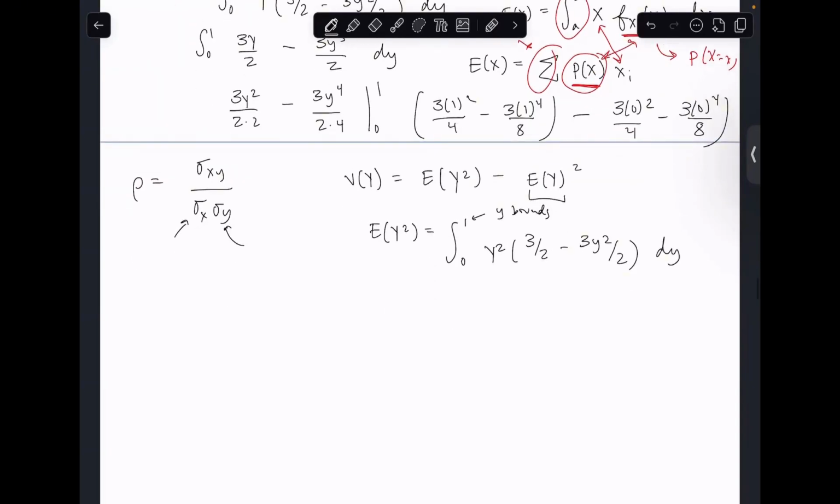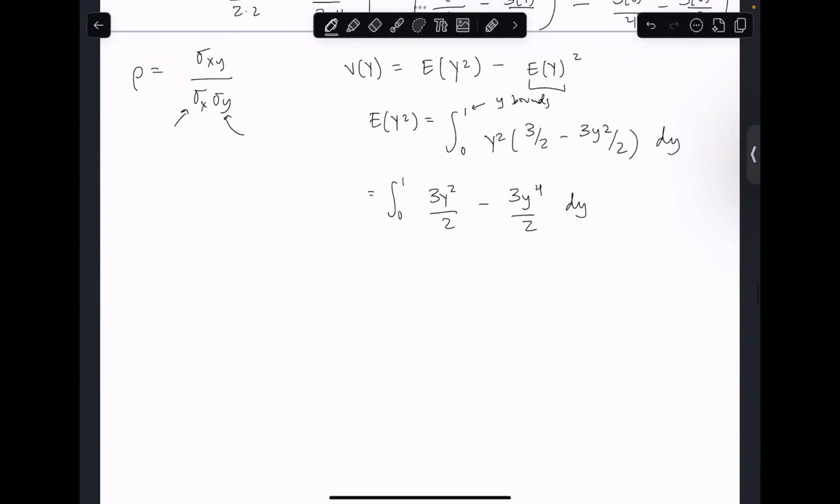And if we do that, I'm just going to distribute this out real quick. So we get 3y squared all over 2 minus 3y to the 4th all over 2. Hopefully that's what you guys have. And then we'll take our anti-derivatives: minus 3y to the 5th all over 2 times 5. And this is going to be evaluated from 0 to 1.